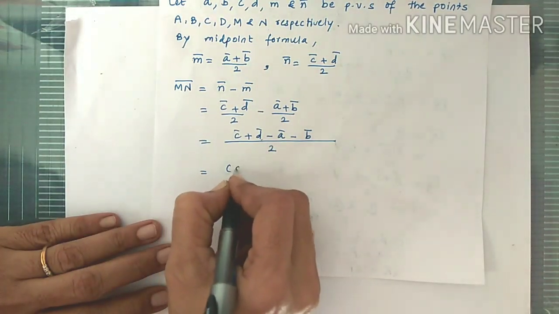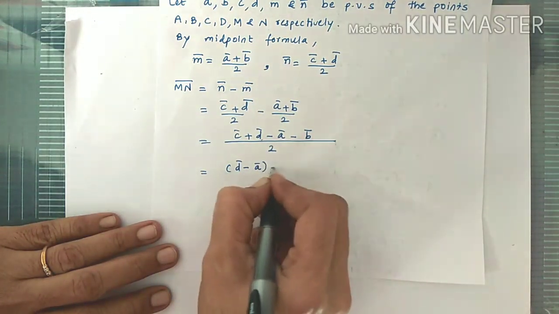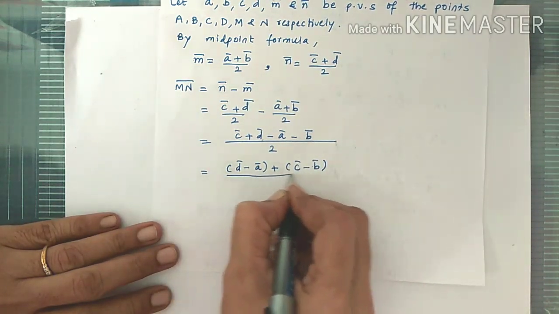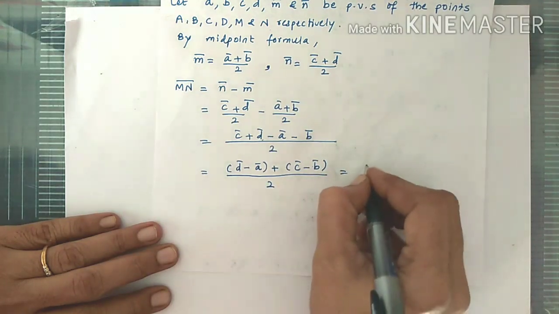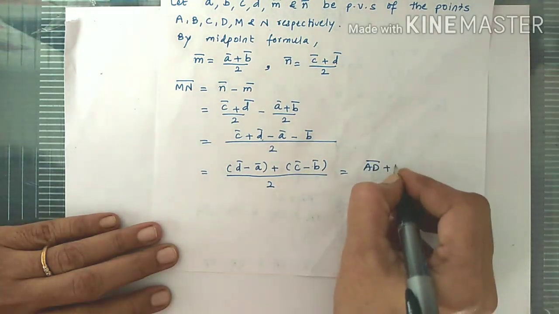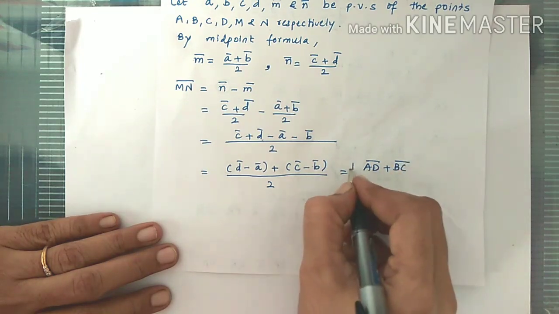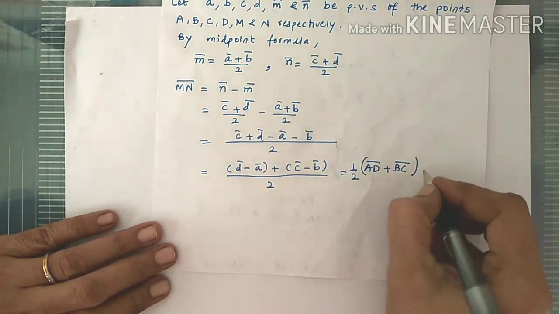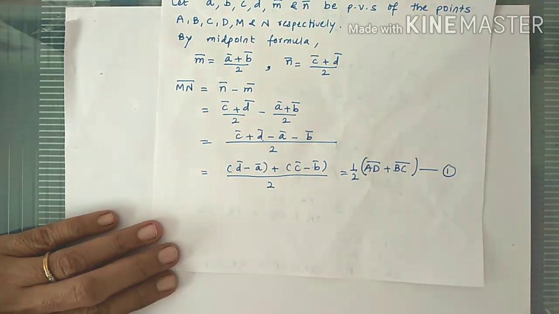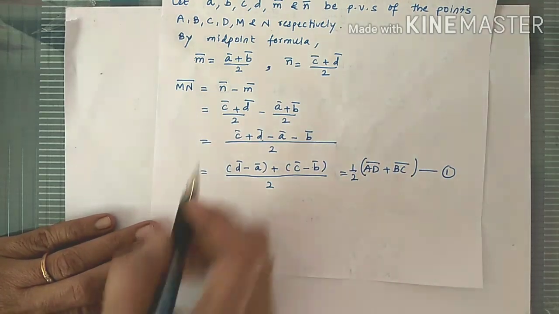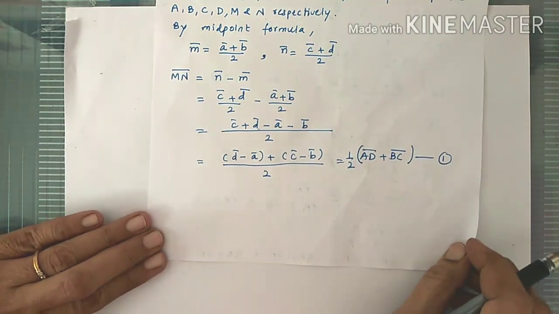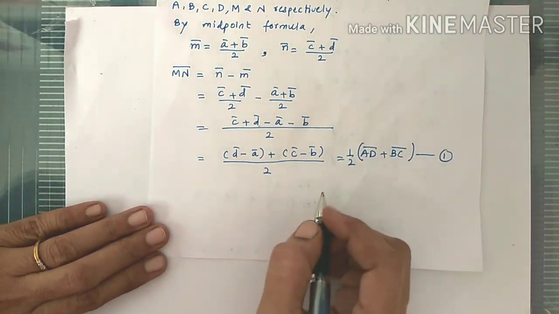So let's write this d bar minus a bar term together, and the remaining two terms are c bar minus b bar, which is bc bar now. So that is AD bar plus BC bar divided by 2. So we can write it as 1 by 2 into AD bar plus BC bar. So let this be equation 1. But here we have MN bar as the sum of these two vectors, but it doesn't mean that MN is parallel to AD and BC. Okay, so how to prove it?